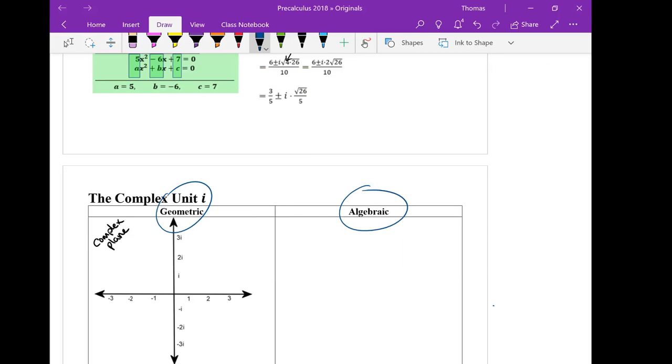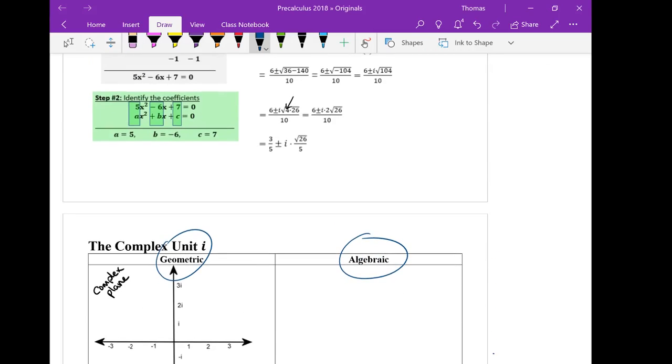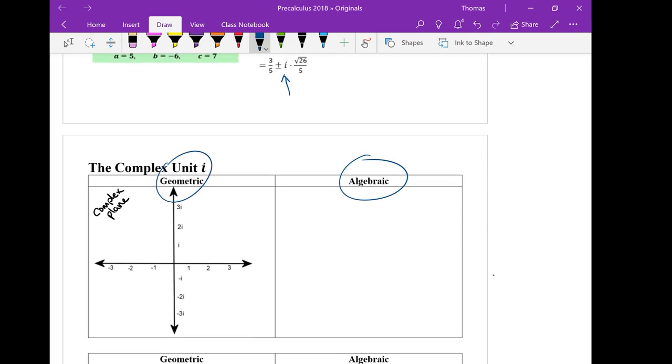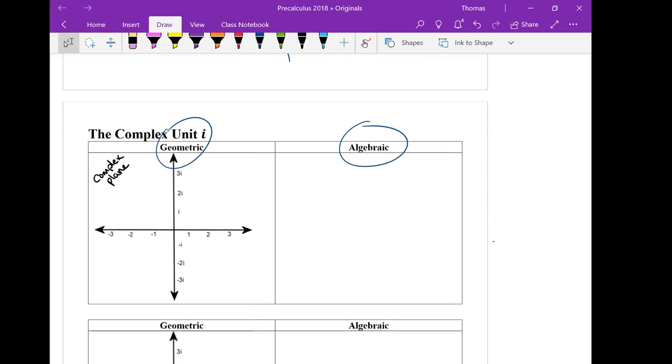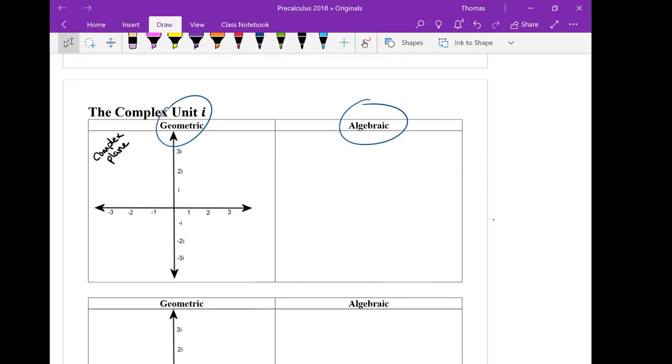Welcome back. We just left off solving quadratic equations with complex roots, just like we see in the example on your handouts. Now we're going to look at, on the back of your notes handout, how we can start to graph the complex unit, how we can start to see it visually, which we're going to call geometrically, and also how we can use it with our symbols algebraically, right here.